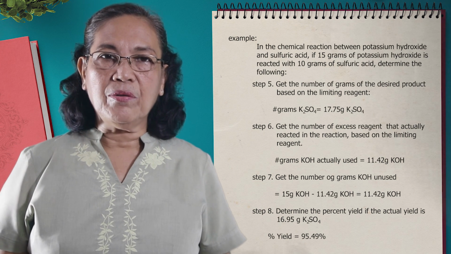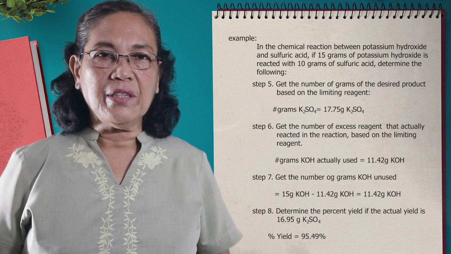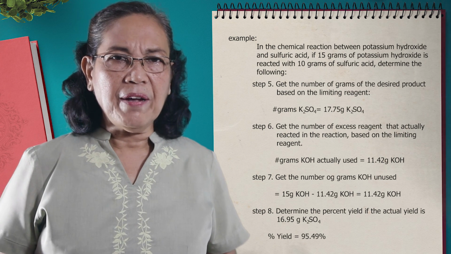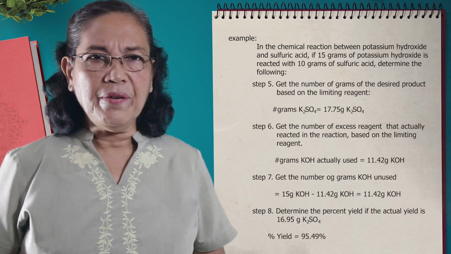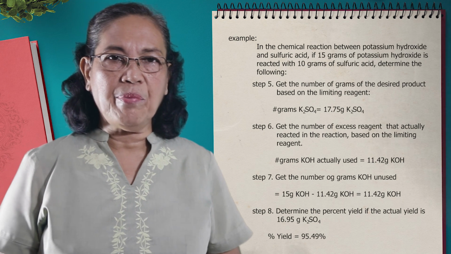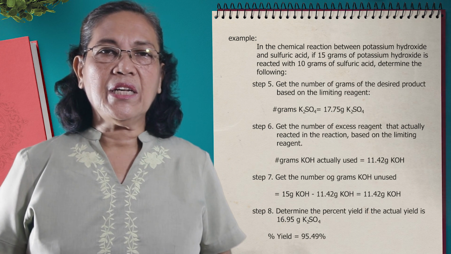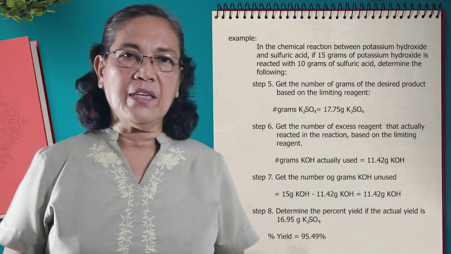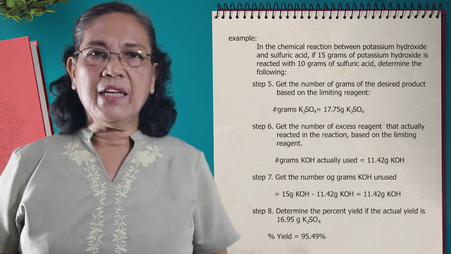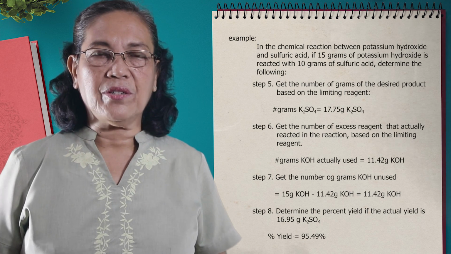Comparing the number of moles of potassium sulfate obtained from the reaction between potassium hydroxide and sulfuric acid, it is found out that the sulfuric acid gave a lesser number of moles of the desired product. So, we can say that in this reaction, the sulfuric acid is the limiting reagent. And automatically, the potassium hydroxide is the excess reagent.